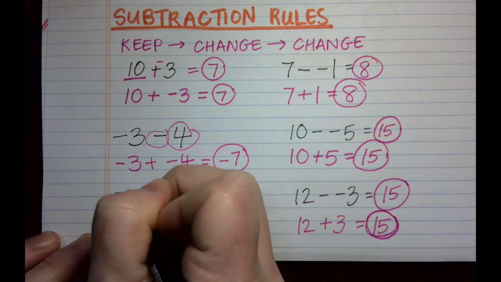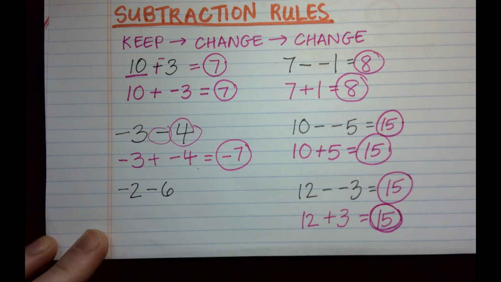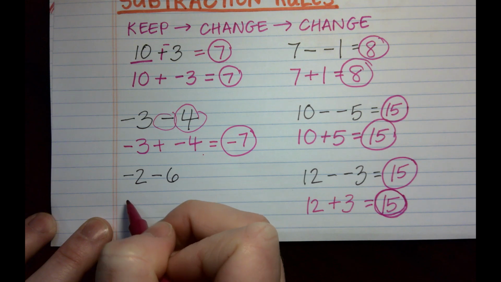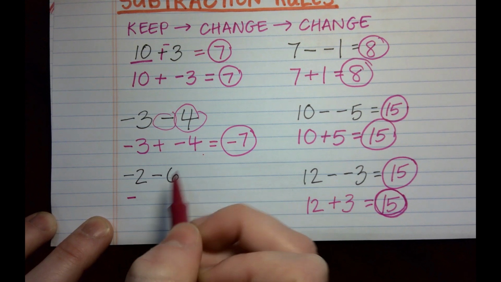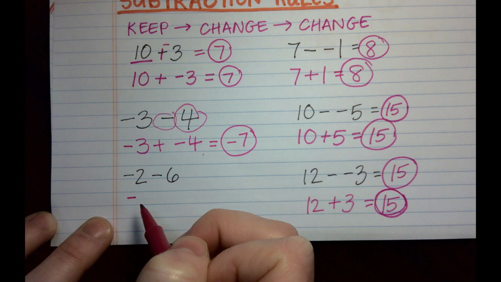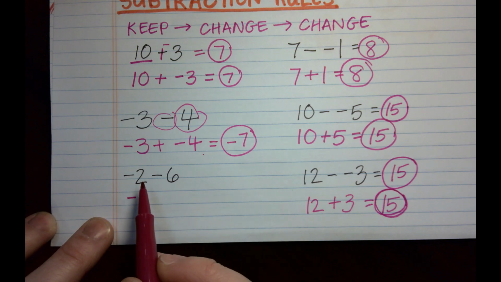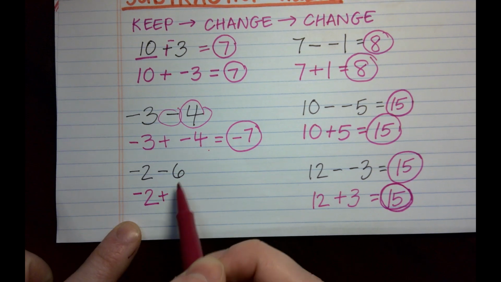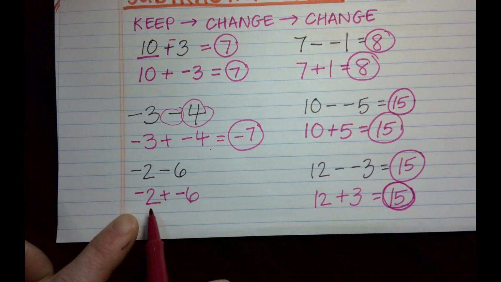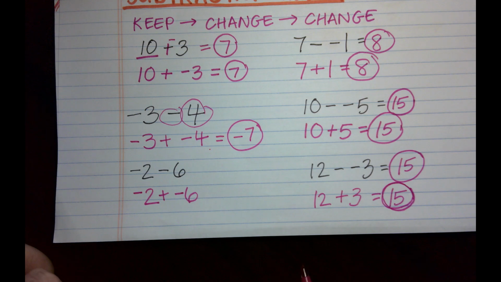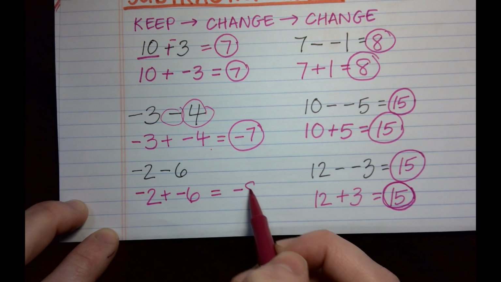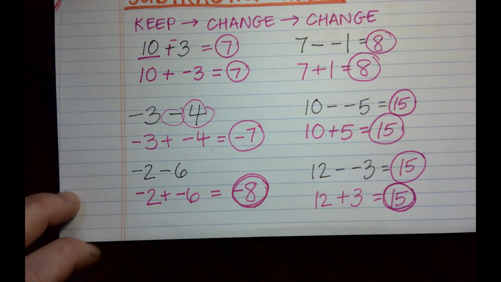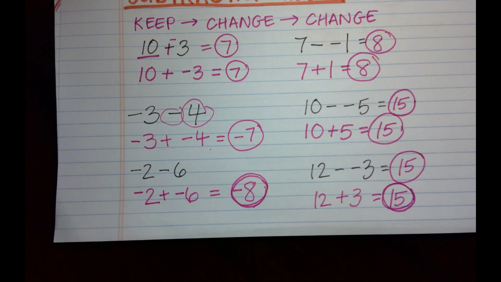How about -2 minus 6? That's going to be -4? -8? I don't know. Let's see. Let's do keep, change, change. Keep -2, change it to a plus, plus -6. What is -2 plus -6? We're adding two negatives. 8 negative. -8. Good. This will take some practice. We will get so much of it. We will be great. Okay?